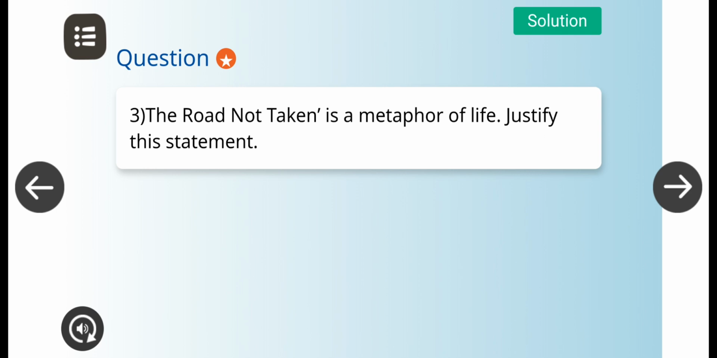Moving on to the next question, students. The Road Not Taken is a metaphor of life. Justify this statement. So, students, you all know what a metaphor is. It's a figure of speech where we compare different subjects, giving the latter's value to the former. So we have to justify whether the road not taken is a metaphor of life.